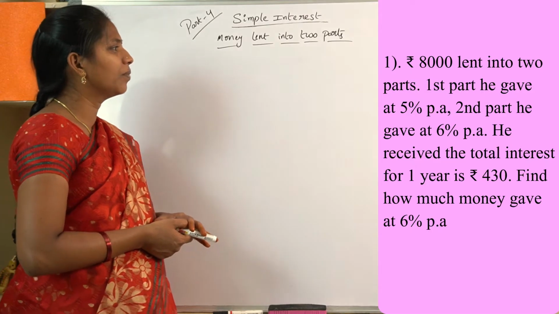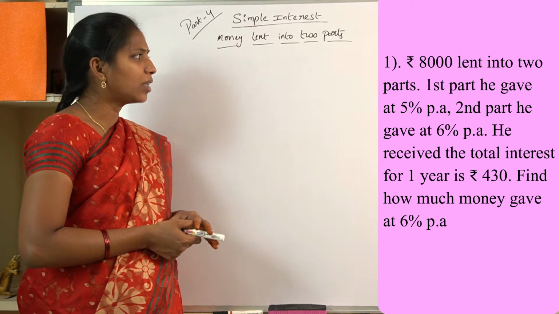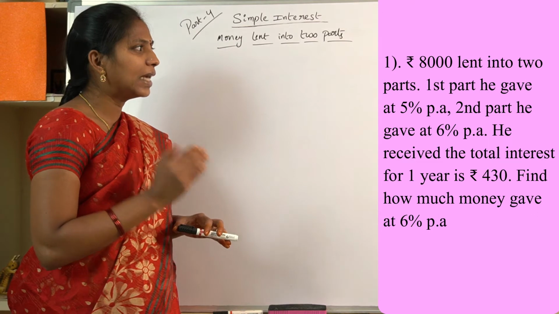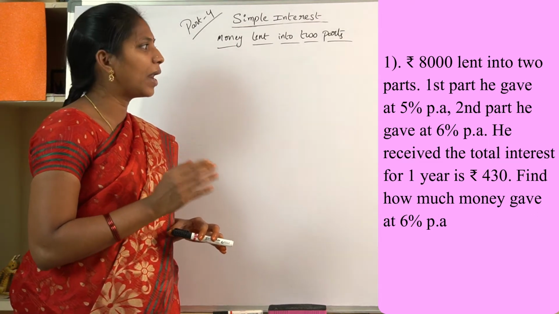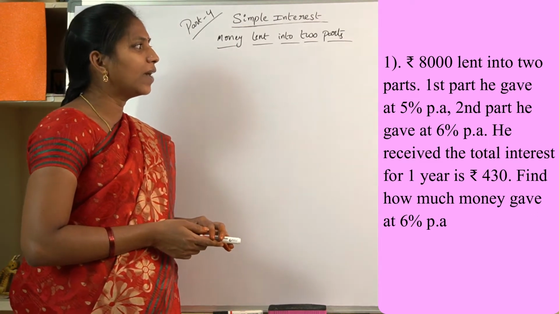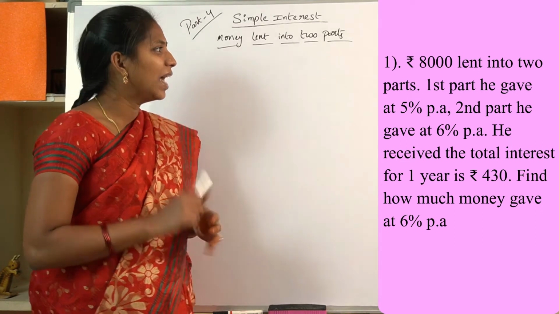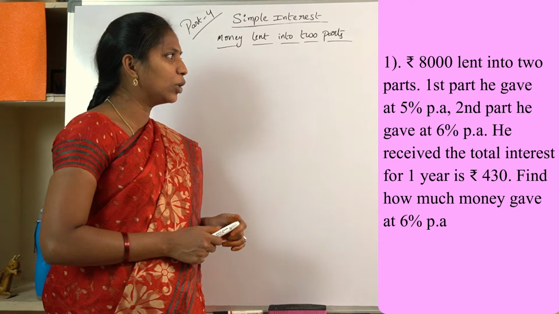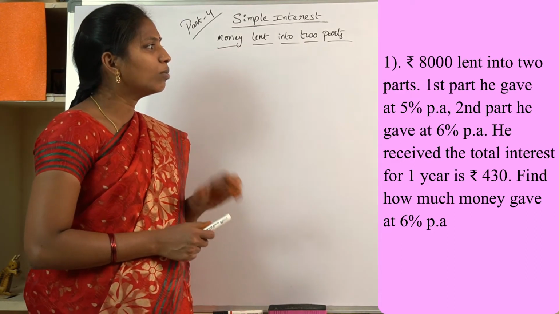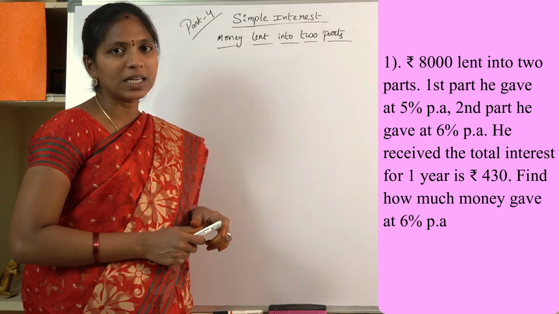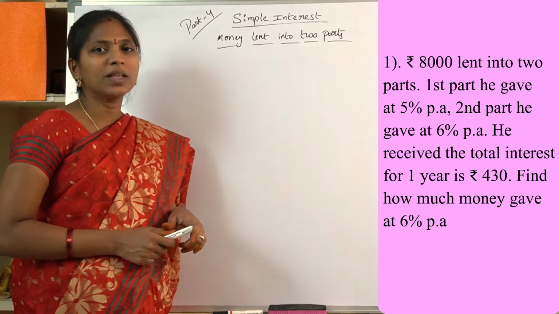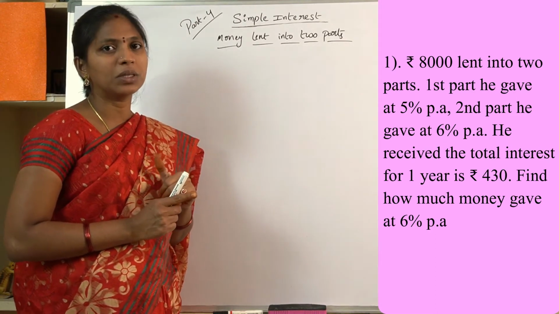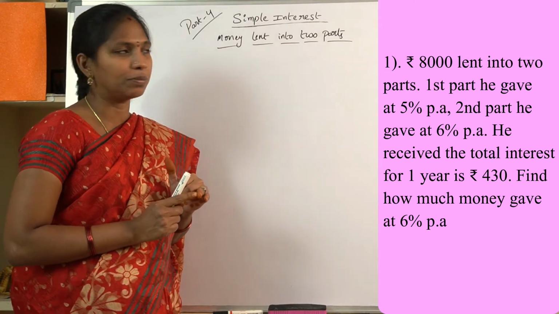See the first question. Rupees 8,000 is lent in two parts. The first part is given at 5% per annum, the second part at 6% per annum. He received a total interest for 1 year of 430 rupees. Find how much money he gave at 6% per annum. I want to explain this question in two methods: one is the normal, traditional method, and the second is a shortcut method.